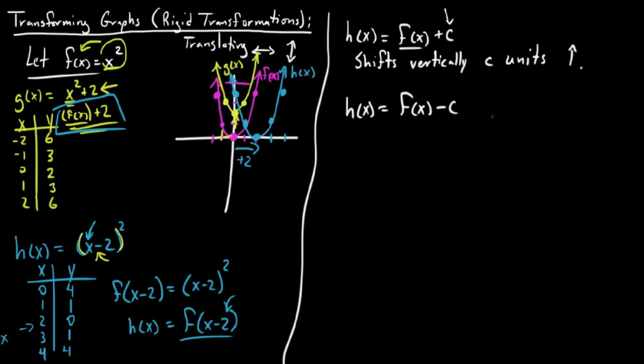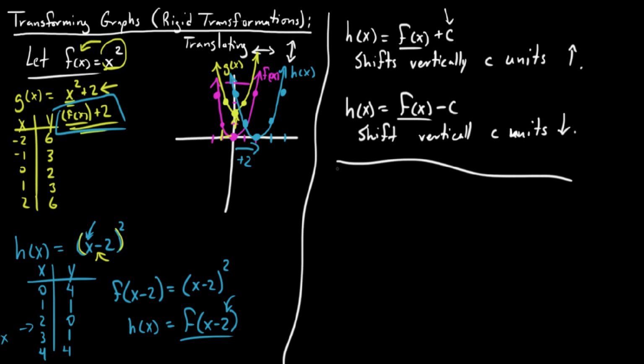In this case, we subtract a constant. This is also going to shift vertically, but we're going to go c units down. So you'll notice that whenever we have an original parent function f of x and, on the outside of it, we add c or subtract c, what we're really doing is a vertical translation, or vertical shift, however many it says.